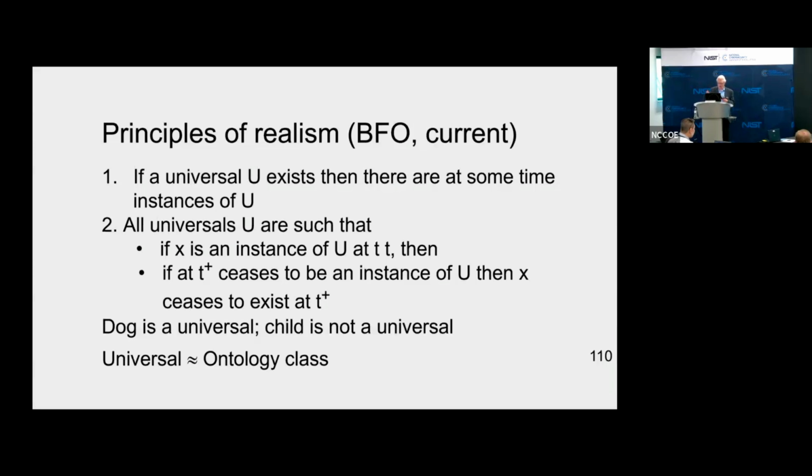All right, and now the second is a very important test for whether you have a universal which you're dealing with. A universal is such that if you're an instance of it, but then later cease to be an instance of it, then you will go out of existence. So I'm a human being. If I cease to be a human being, I'm gone. There isn't me anymore. A cat, similarly, if it ceases to be a cat, will no longer exist.